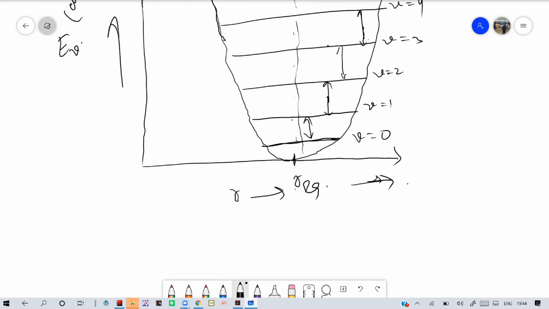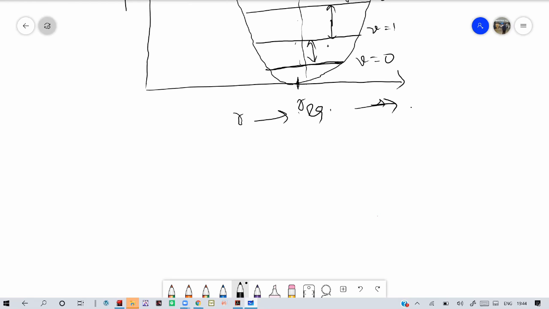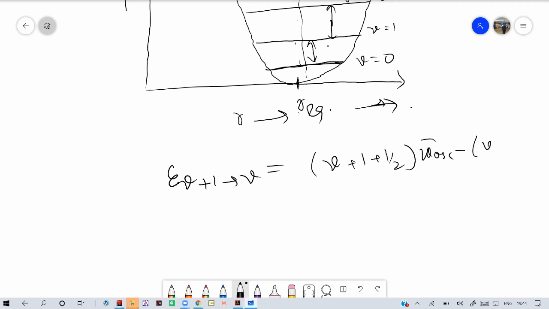Okay, and if you calculate the energy level, sorry, it is not J now, it is nu, E nu, the vibrational quantum number, not the frequency nu. Remember that. If you go from nu plus 1 to nu, if there is a transition from upper level to lower or lower to upper, what you will find is nu plus 1 by 2 omega oscillation in terms of wave number, minus nu plus 1 by 2 omega oscillation. So if you solve it, it comes out to be omega oscillation.